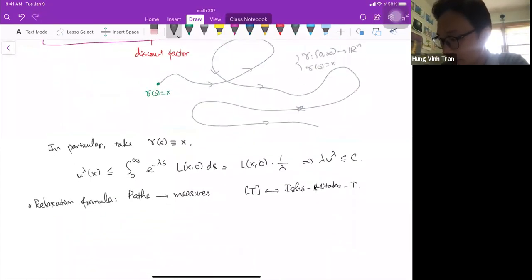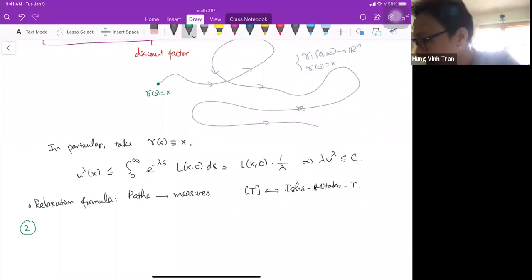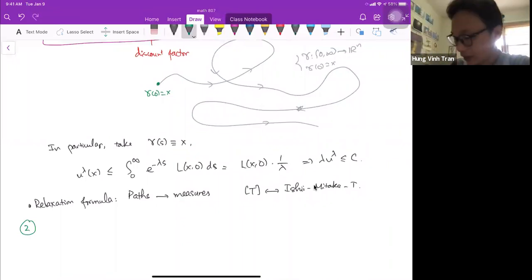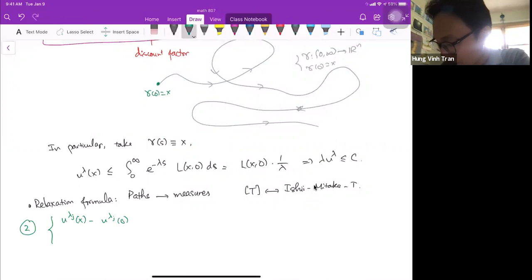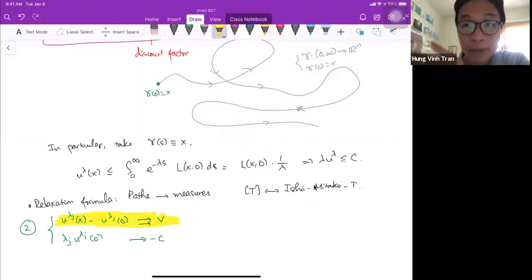The second one is quite well known by now. The second one I want to say quickly is that in the compactness result, we have u^λj(x) minus u^λj(0) converging uniformly to v, and λj u^λj(0) converging to minus c, right? The convergence here is only along subsequences. We know that in the limit, the ergodic problem might have many solutions.